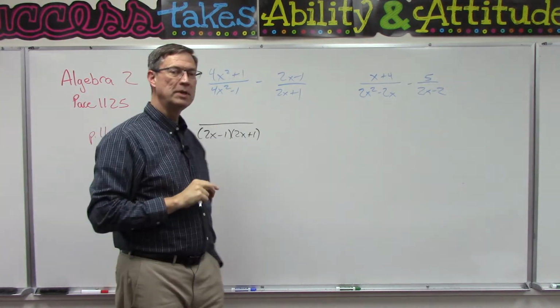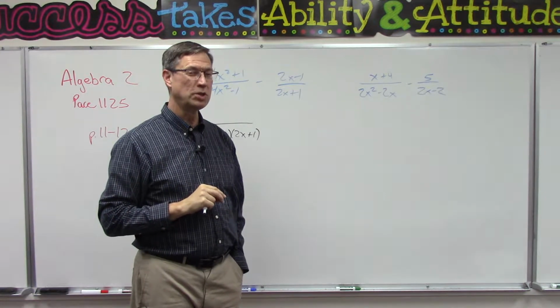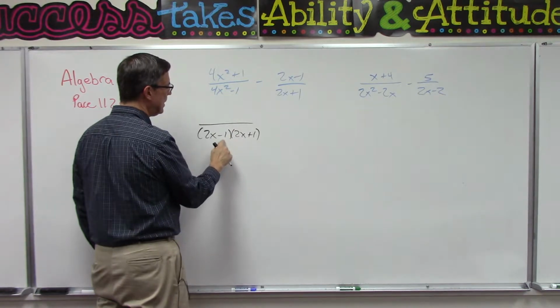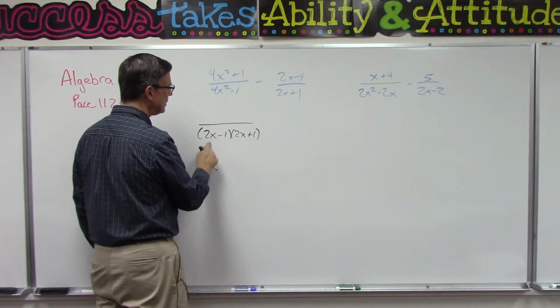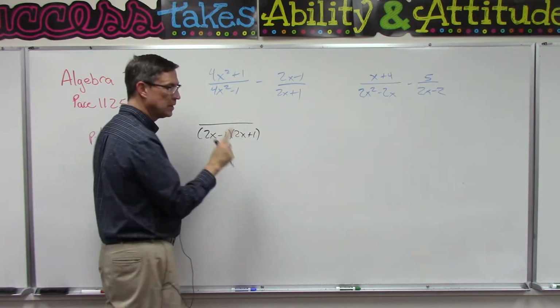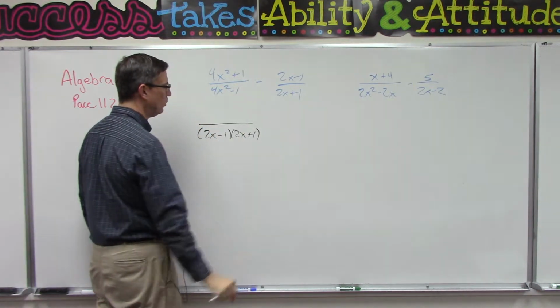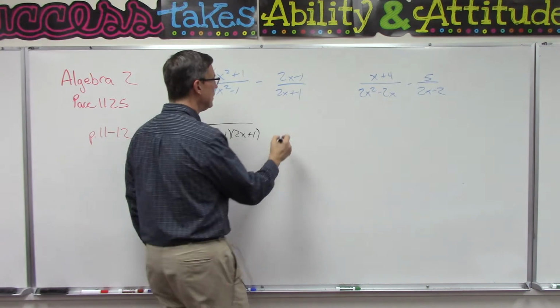Think about if we did the FOIL method to check our work and make sure we got it right. We would do 2x times 2x is 4x squared. For the outer and inner, I'd have positive 2x and negative 2x, and that's why it cancels out. And then negative 1 times 1 is negative 1. All right? Now, let's look at this one.